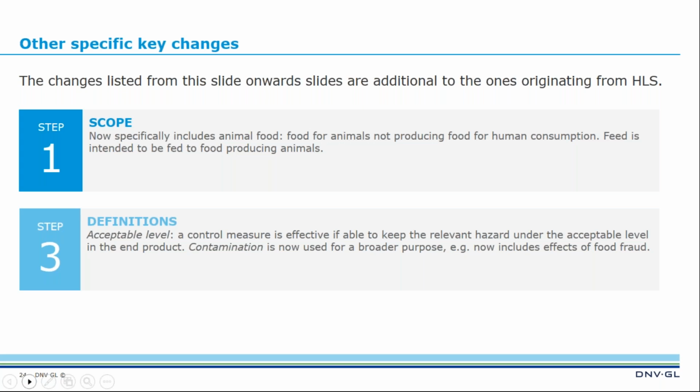The first one is, of course, acceptable level. So the acceptable level is mentioned as a control measure is effective if able to keep the relevant hazard under the acceptable level in the end product. So now what they have in the standard is that contamination is being used in a broader purpose, which actually includes the effects of food fraud.